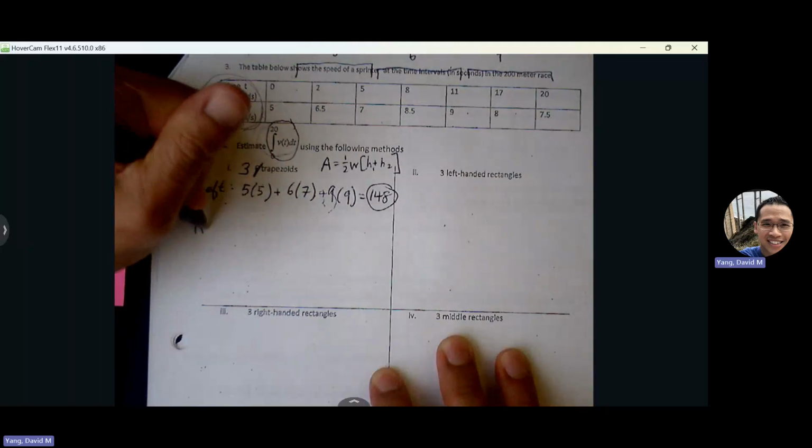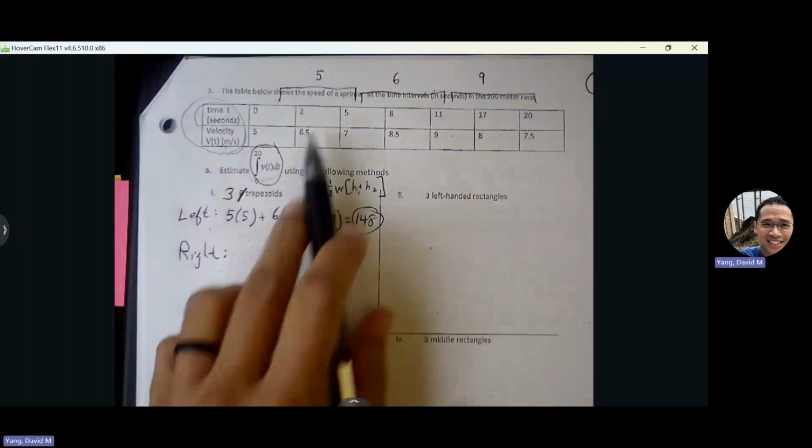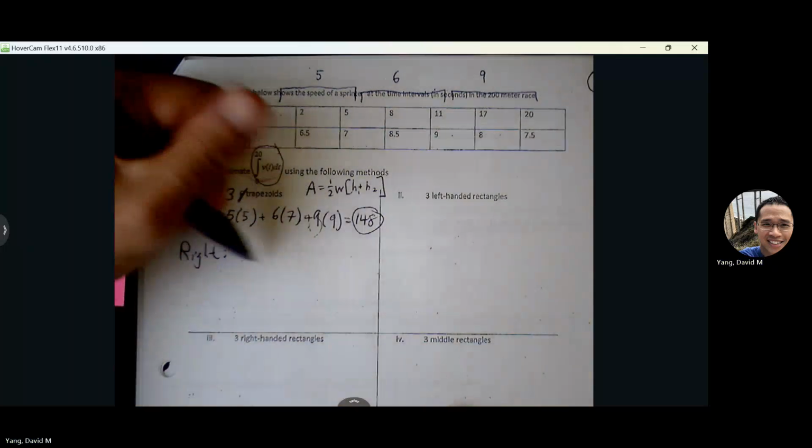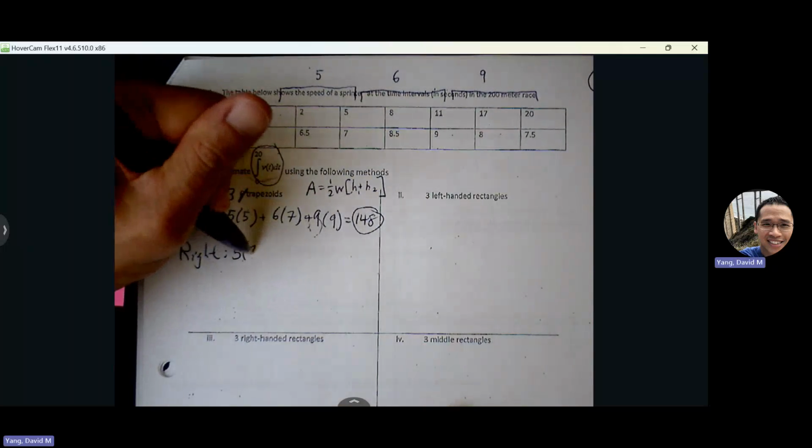Okay, so that's my left rectangle. I'm doing trapezoids, but I know that I just have to find my left and right separately and then find the average. Let's do the right. And also 3 rectangles. So the width will stay the same, 5, 6, and 9. But your height will change.